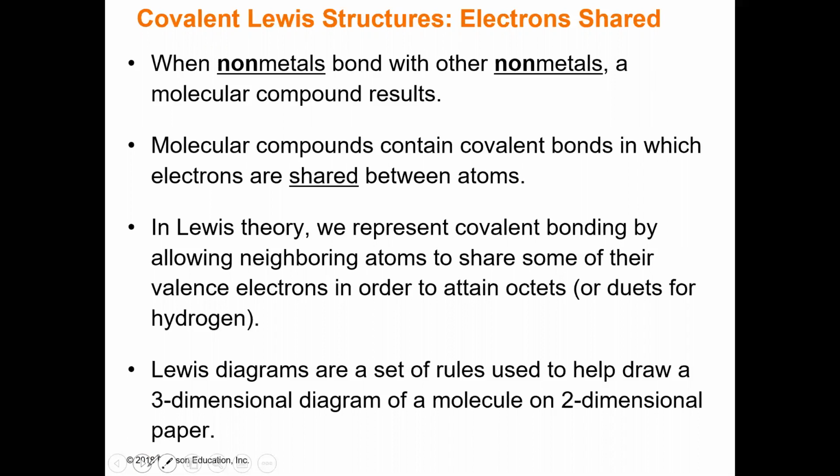So these molecular compounds contain covalent bonds in which electrons are shared between atoms, not just given up or accepted by an atom. So in Lewis theory, we'll represent the covalent bonding by allowing the neighboring atoms to share some of their valence electrons in order to attain octets, or in the case of hydrogen, in order for it to attain a duet. So these Lewis diagrams are a set of rules that will be used to help draw a three-dimensional diagram of a molecule on a two-dimensional paper.